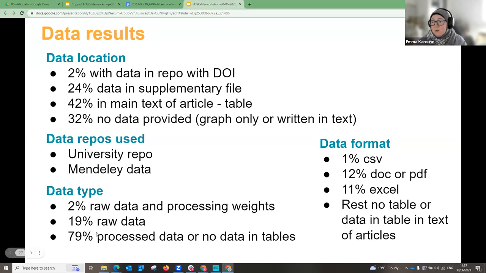The types of data also that were being published, there was actually very little raw data. Most of the data was processed data that was being published with articles. And the file formats, well, you would expect with the finding that most of these are not in repositories, the file formats are things like actual PDFs or Word documents, or really just a table that is within the article.